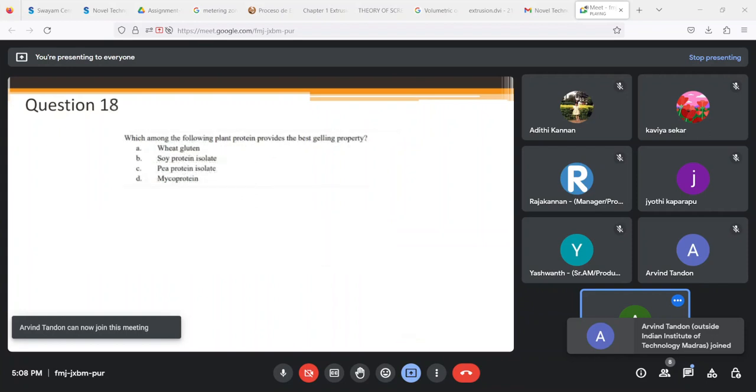Okay, moving to question 18. Which among the following plant proteins provides the best gelling properties? A. Wheat gluten, B. Soy protein isolate, C. Pea protein isolate, and D. Mycoproteins.